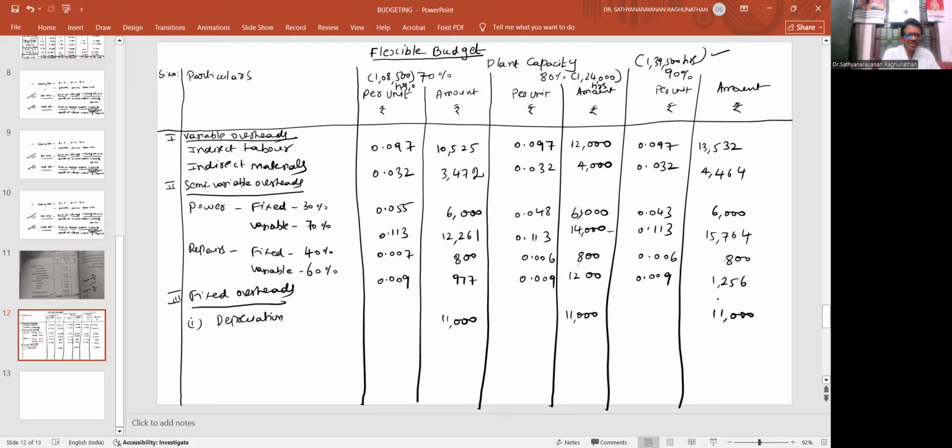Now you calculate the per unit at all capacity level. 11,000 divided by, for 70%, 1,08,500. 0.101. 11,000 for 80% capacity divided by 1,24,000. 0.0887 means 0.089. And then for 90% capacity, okay, 11,000 divided by 1,39,500. 0.078 means 0.079. Like that.